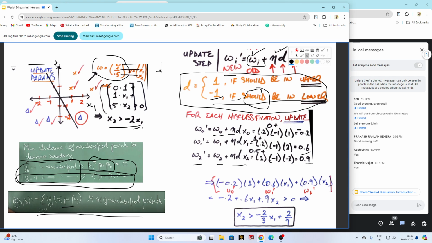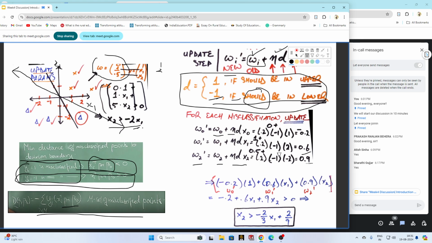So now the new line will be formed like this. When we have updated our weights, it has clearly taken this point to one side. So we have reduced the misclassified points from 1 to 0. Earlier there was one misclassified point, but when we wrote this new equation, there is no misclassified point. So by that we have updated the weight.